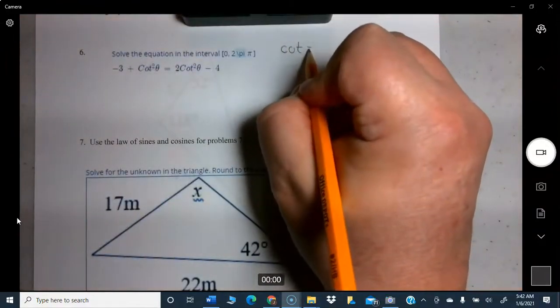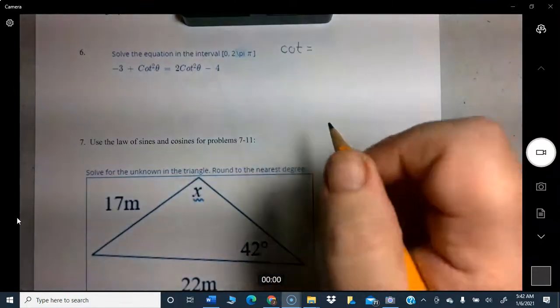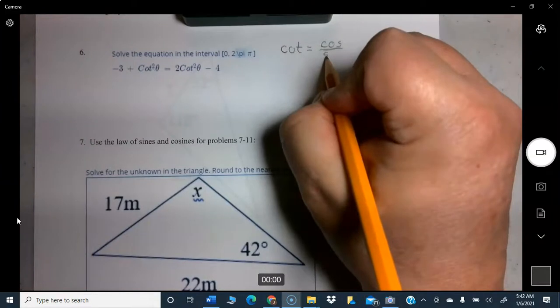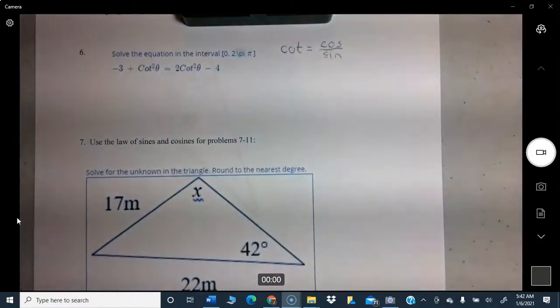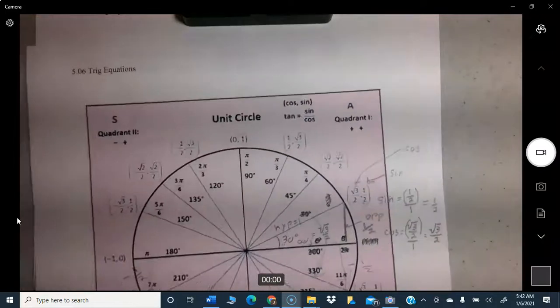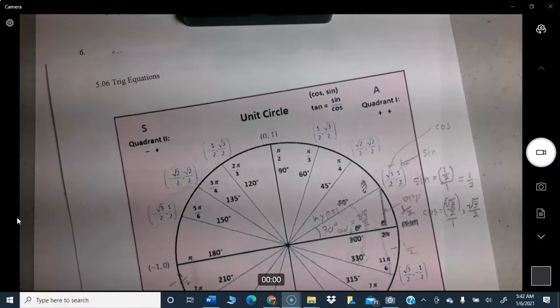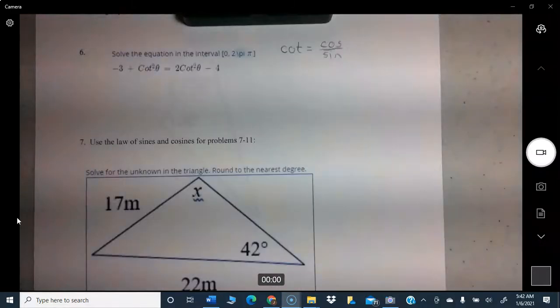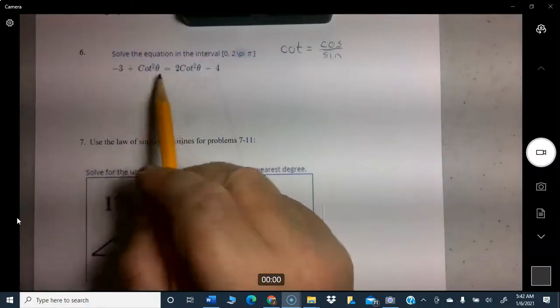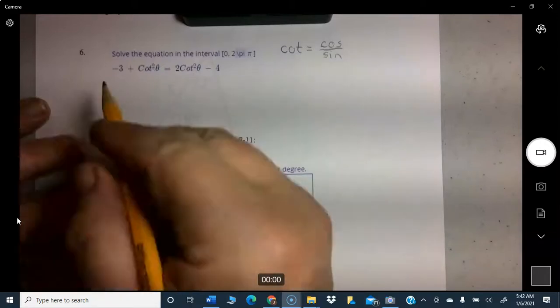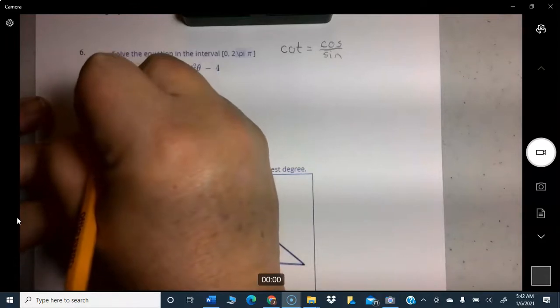Because ultimately, in many of these problems, we want to get to have everything expressed as cosines and sines, simply because that's what our unit circle does. All these numbers here are cosines and sines. So we ultimately want to get things to cosines and sines. But for the algebra part, we can just leave it as cotangent, okay? So what we're going to do is I'm going to rewrite the equation.